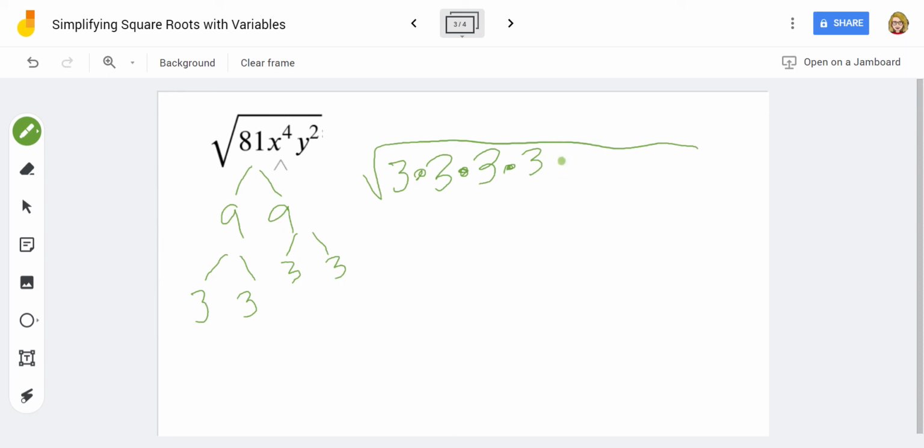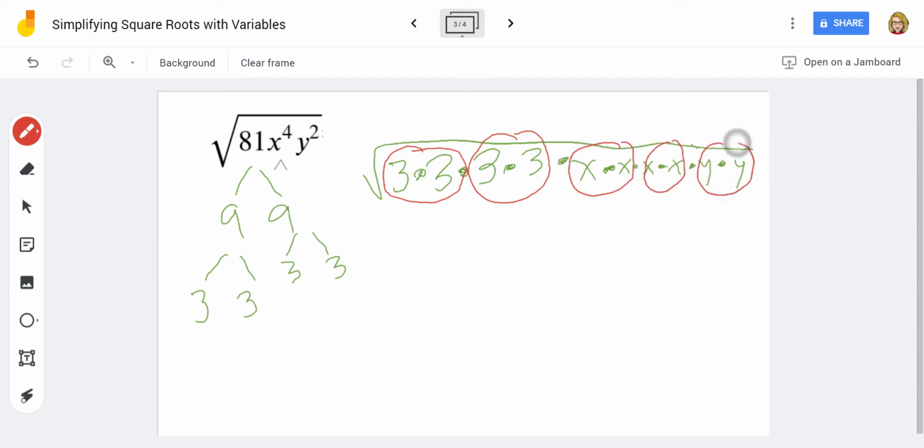I have 4 x's, so 1, 2, 3, 4, and I have 2 y's. Okay, from here, I am going to circle my pairs. I have a pair of 3's, a pair of x's, actually 2 pairs of x's, and a pair of y's.